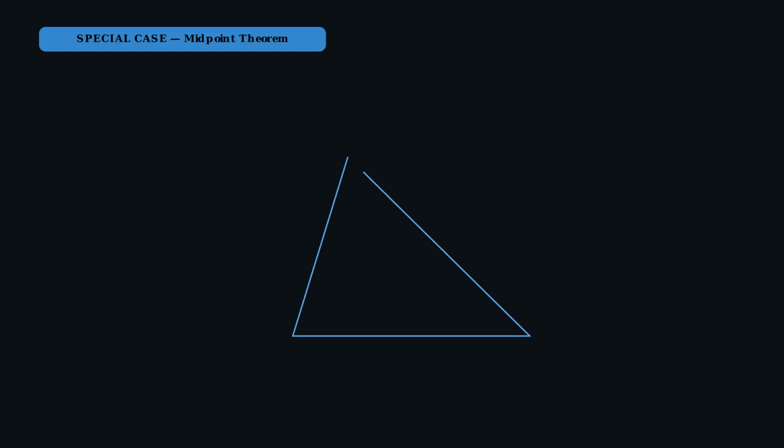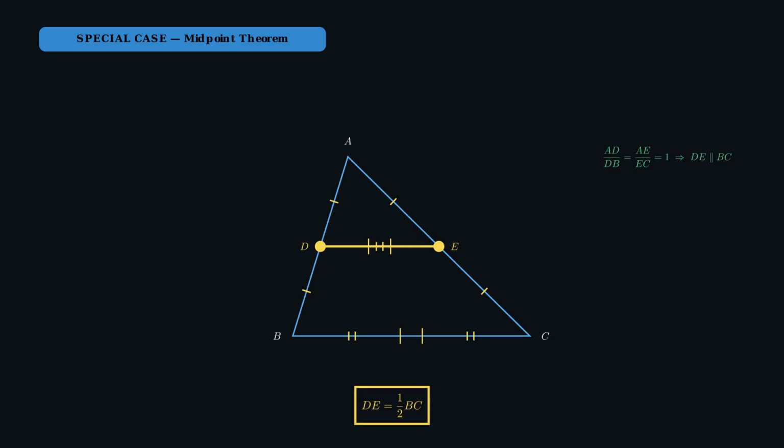Special case. The midpoint theorem. When D and E are exactly the midpoints of AB and AC, then AD equals DB and AE equals EC. So AD over DB equals 1 and AE over EC equals 1. The condition of Thales' theorem is clearly satisfied. So DE is parallel to BC.